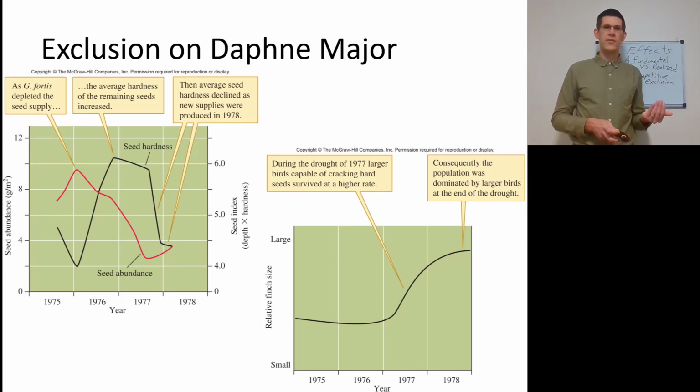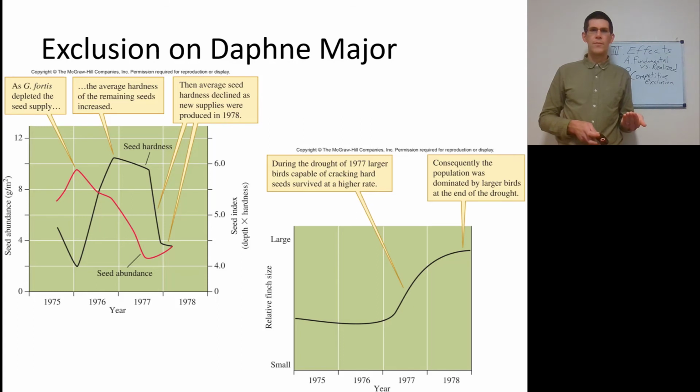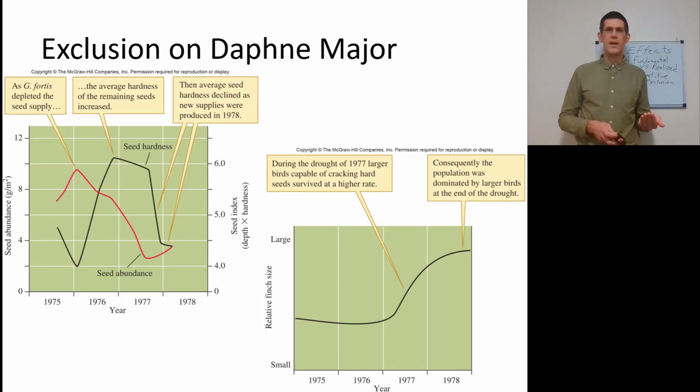As Geospiza fortis depleted the seed supply, the average hardness of the remaining seeds increased, which meant that Geospiza fortis was able to outcompete certain things like fuliginosa. So during the drought of 1977, there were larger birds capable of cracking harder seeds, and those outcompeted the smaller birds that are not capable of it. So really you have intraspecific competition with Geospiza fortis that were able to outcompete Geospiza fortis with smaller beaks, as well as indirectly the birds with beaks that were bigger, Geospiza magnirostris, able to outcompete Geospiza fortis.